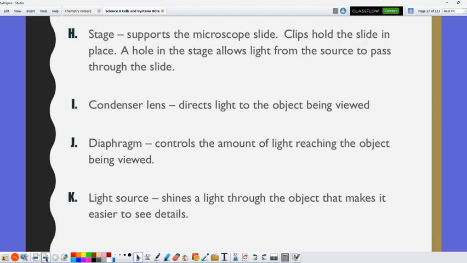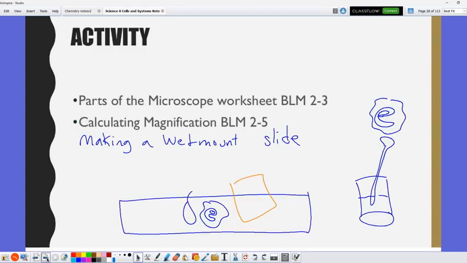We have the stage that supports the microscope slide. The clips hold the slide in place, and there's a hole in the stage allowing light to go from the source to pass through the slide. There's a condenser lens that directs light to the object being viewed. The diaphragm controls the amount of light reaching the object being viewed, and then the light source shines light through the object and makes it easier to see the details.